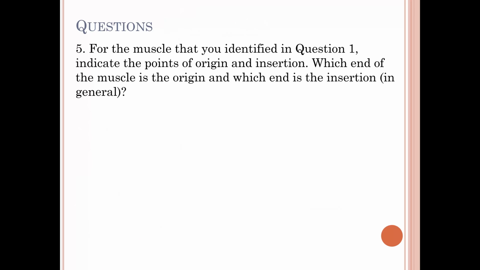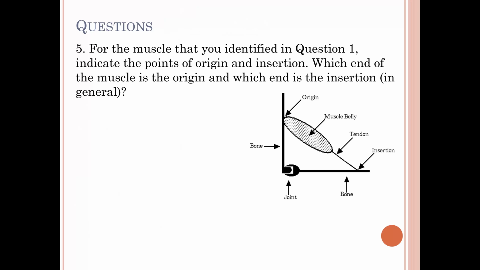Question number 5. For the muscle that you identified in question 1, indicate the points of origin and insertion. Which end of the muscle is the origin and which end is the insertion in general? So here is just a quick little picture to remind you that the origin is going to be the side of the muscle that doesn't move. The insertion is going to be on a different bone or structure usually, and it's going to be the side that is going to move.